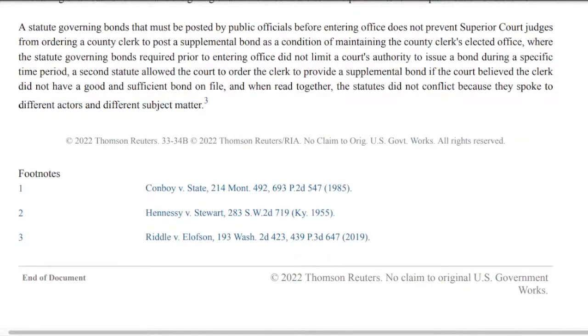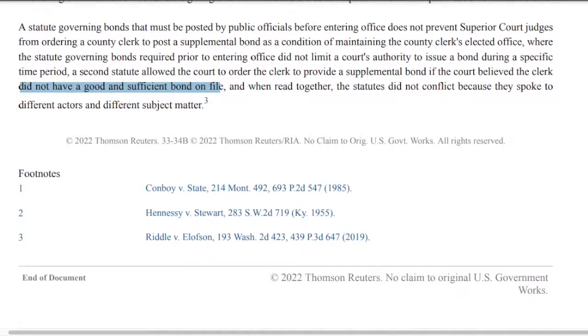So again, the statutes did not conflict because they spoke to different actors and different subject matters. So what we're looking at is bonds. The court could order the clerk to provide a supplemental bond if the court believed the clerk did not have a good and sufficient bond on file. So, yikes.